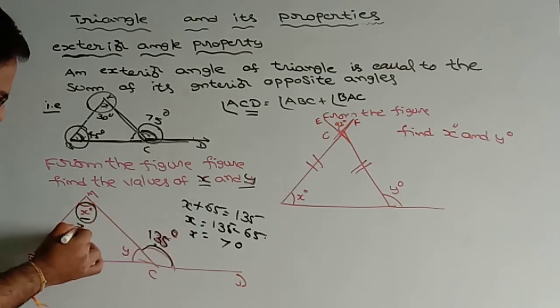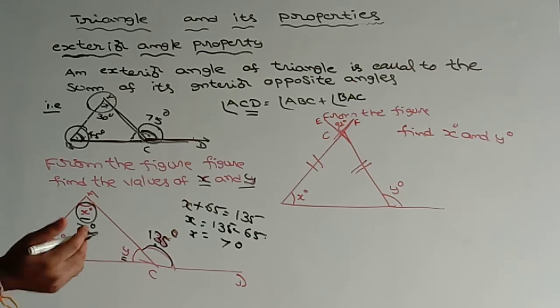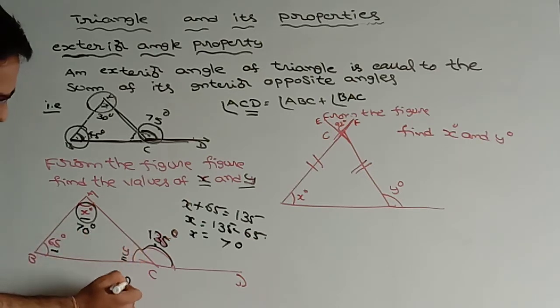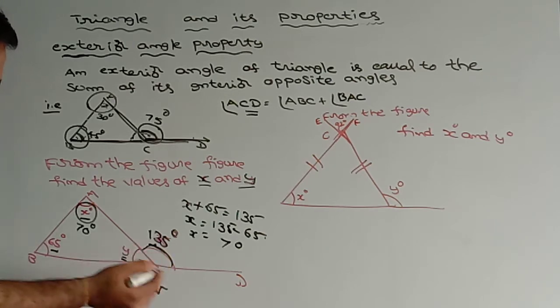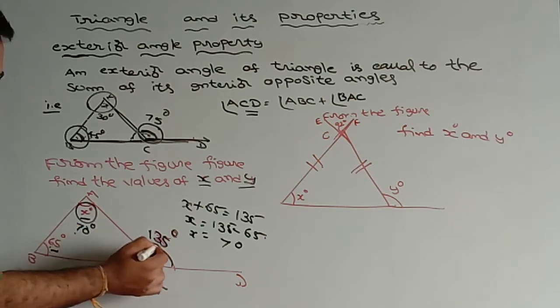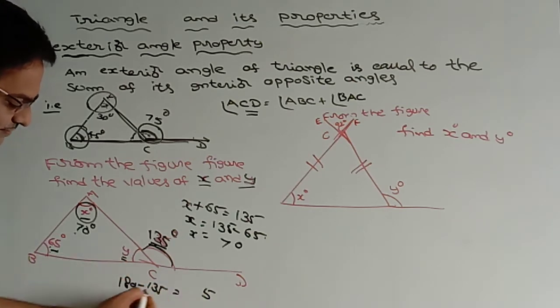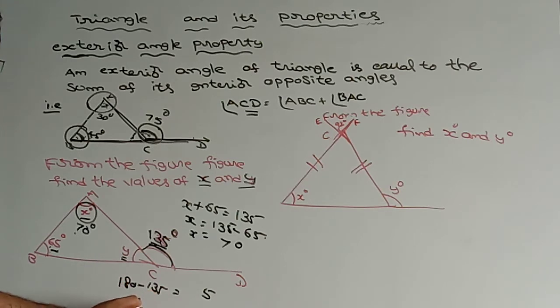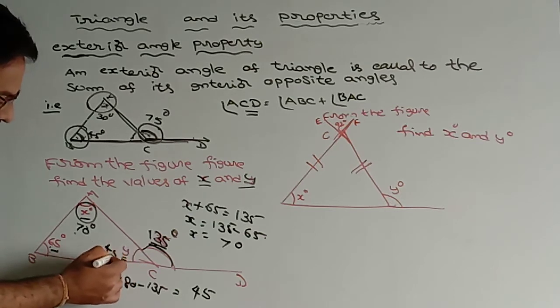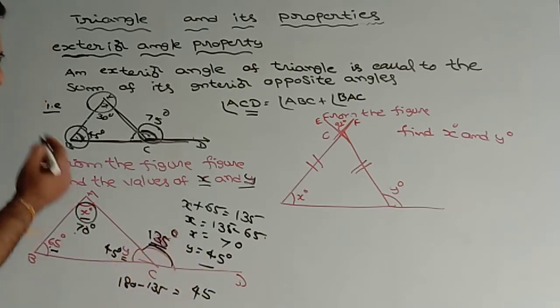So here the angle is 70 degrees. In the same manner, how to find y? Here two concepts are there. You take 180 minus 135, otherwise 70 plus 65. How much? 70 plus 65 is 135. The sum of the angles is 180 degrees. 180 minus 135, how much? 45 degrees. So the y value is 45 degrees. So y equals 45 degrees. This is the first problem.